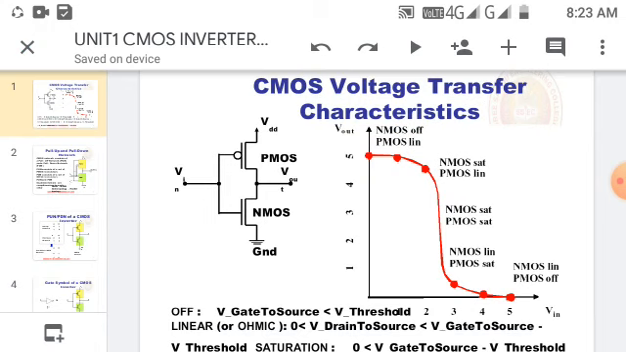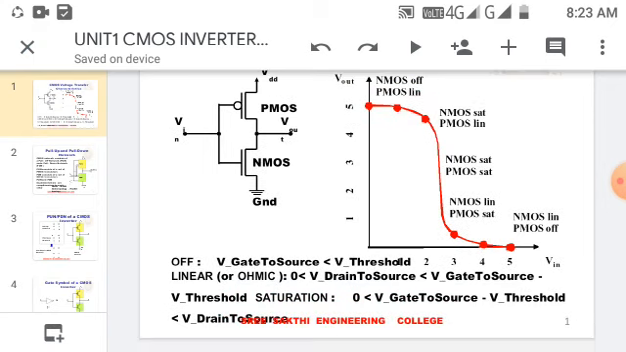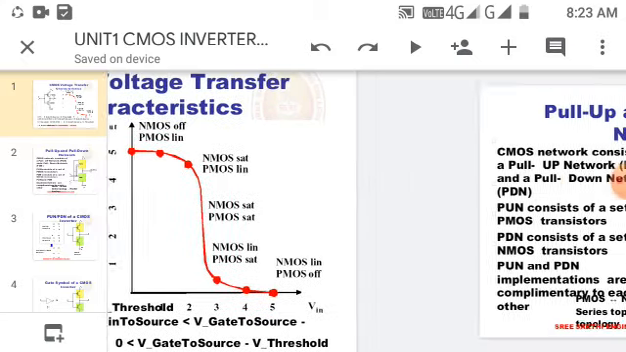So these are the conditions we can apply for a NOT gate. When the input is 0, you get the bubbled output as 1. When the input is 1, the output will be 0. So this CMOS works as an inverter. We call this a CMOS inverter. In off region, we take gate to source voltage less than threshold voltage. In linear, it can be 0 less than V less than drain to source and source to drain voltages. In saturation, 0 less than gate to source voltage.